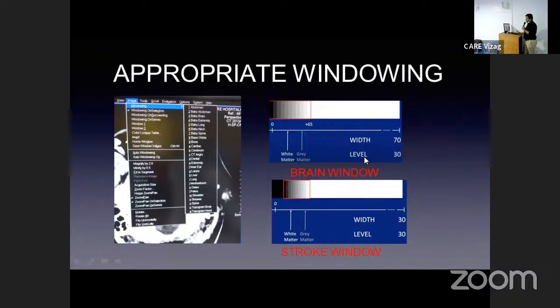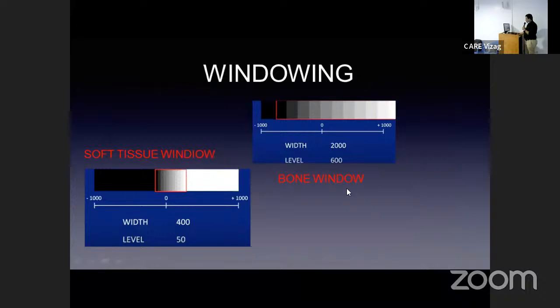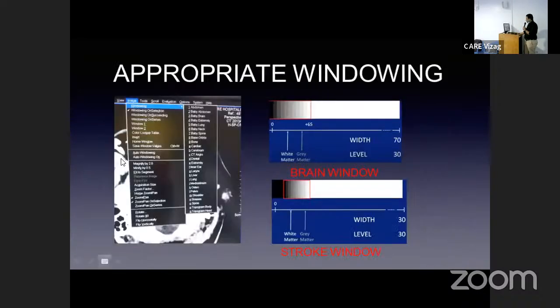Window level is what exactly you want to look at: the brain parenchyma, the bleed, the soft tissue, or the bone. When you are looking at the bone, the window level will be higher because you want to look at the higher HU values. When you are looking for fat, your window level will be lower. And when you are looking at the brain, the level is different.